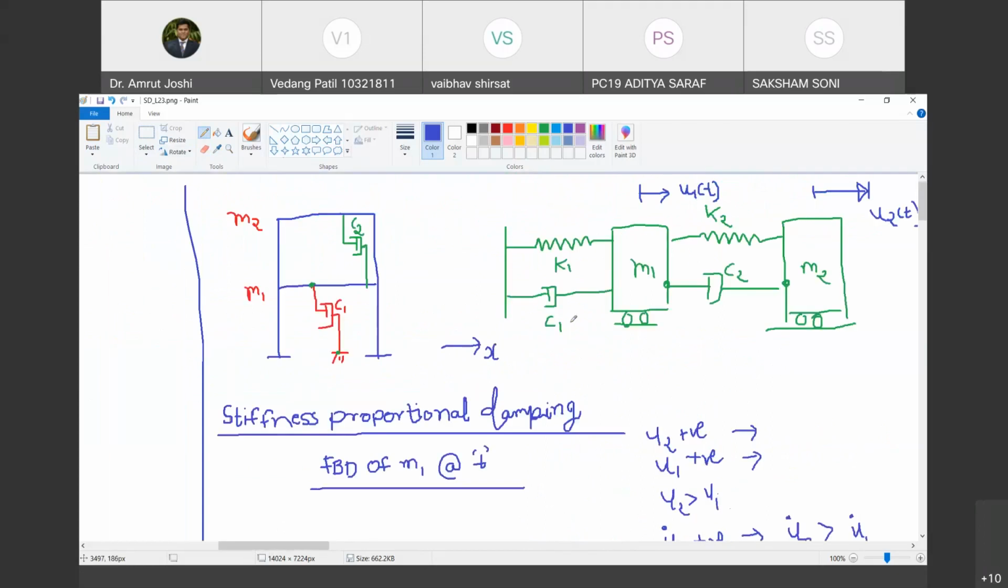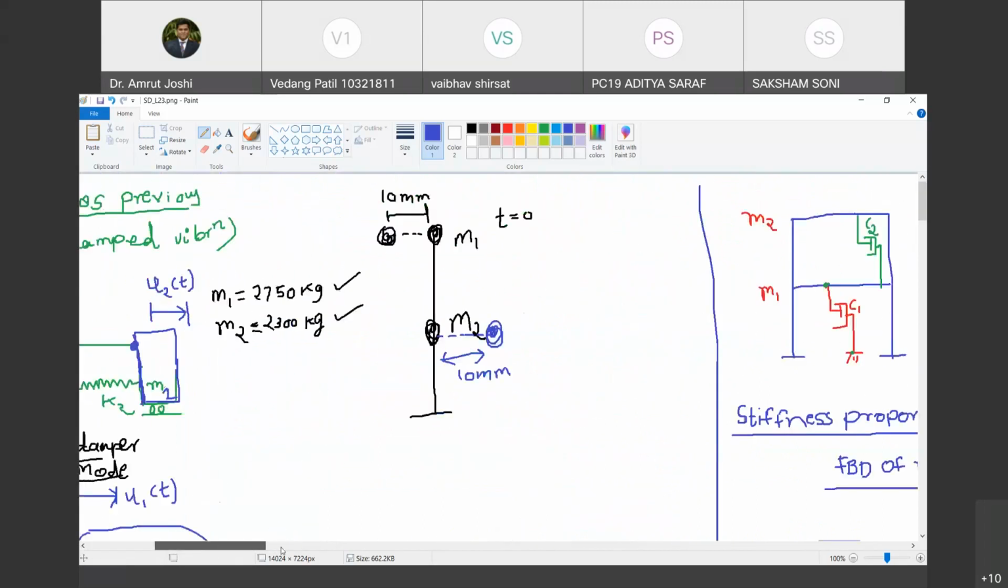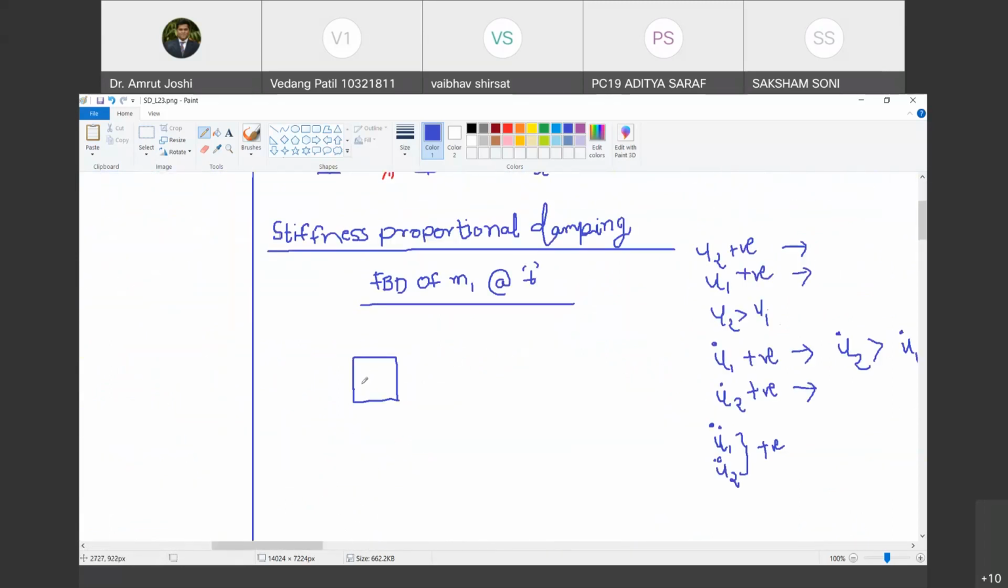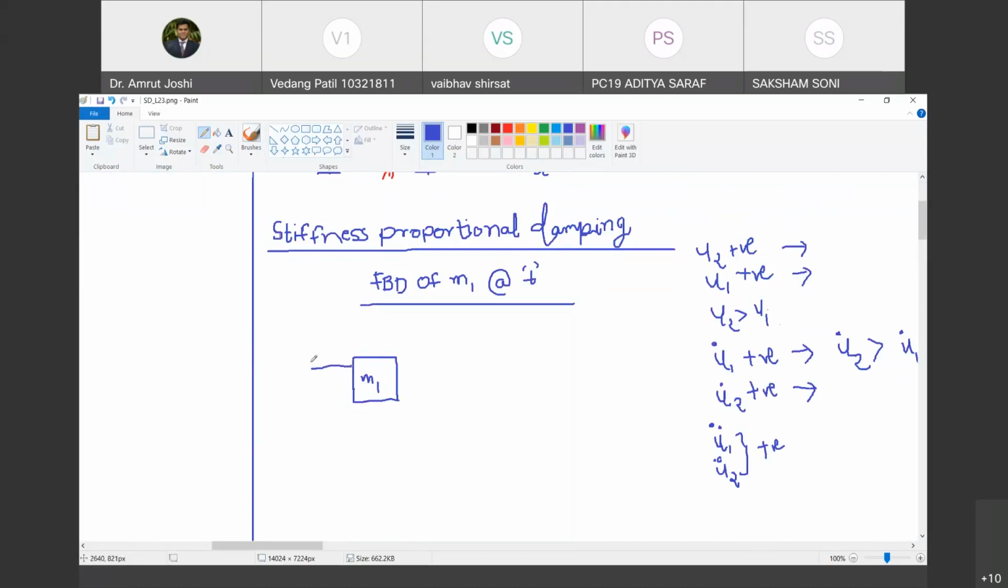So let us draw the free body diagram of mass M1. This is mass M1. At a given instant of time, this mass is displaced towards right by amount U1 of T. One end of the spring with stiffness K1 is connected to this mass M1 and the other end is connected to ground. Ground has not moved an inch. Therefore, the stretch in this spring will be equal to U1 of T, and the spring force will be K1 times U1 of T, acting towards left.